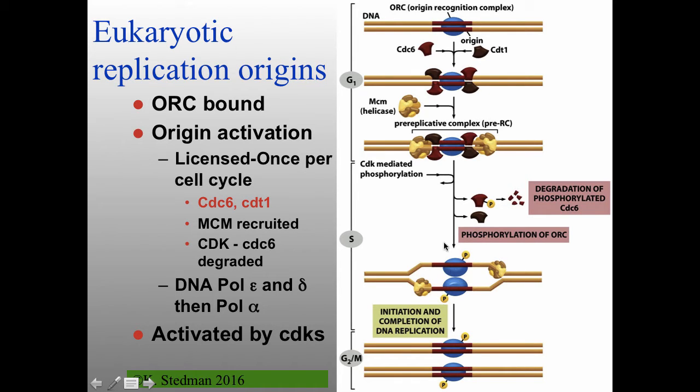The phosphorylation of the origin recognition complex is a way to mark that particular origin of replication as having already been used. And so it can't associate with CDC6 and CDT1. It can't associate with a helicase. So you're not going to get replication from here until that phosphate gets taken off, which happens at the very end of S phase. And so that's what happens for these eukaryotic origins.